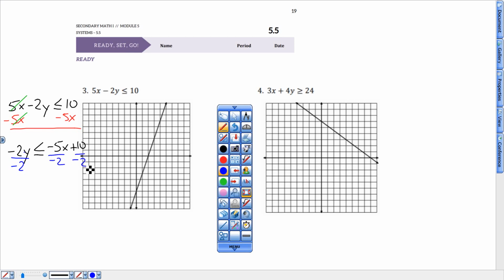Remembering that crucial step of dividing by a negative number takes that inequality and flips its direction around. So this inequality is no more less than or equal to. Now it's more than or equal to positive 5 halves x minus 5. So that's how I'd like you to show this work on here.